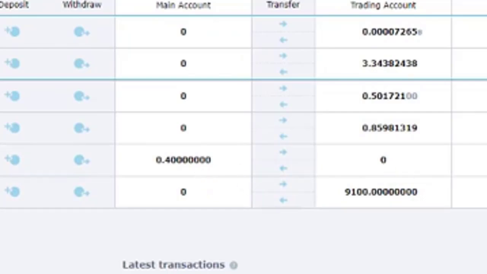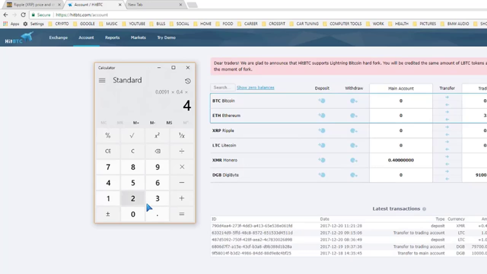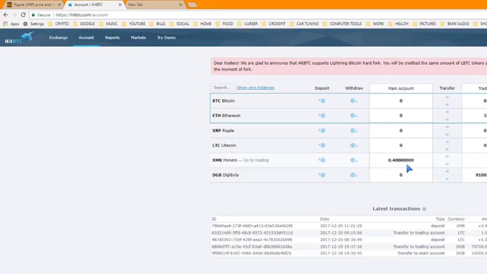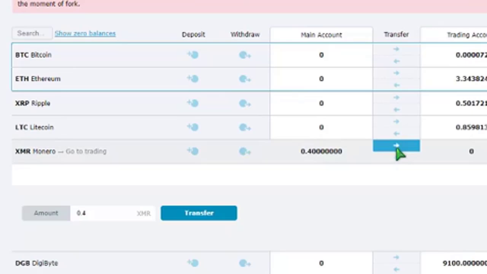So, Monero is like $430 today. There's 0.4, so let's figure that out, times like 440, whatever. So there's about $160 worth of Monero. If I wanted that $160 to trade, I would have to click this arrow. It's going to do a confirmation box down here, and then I would hit transfer. Then those funds would be available to trade.